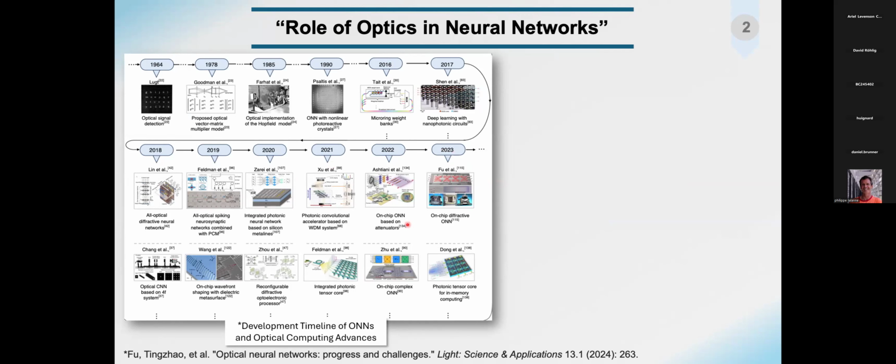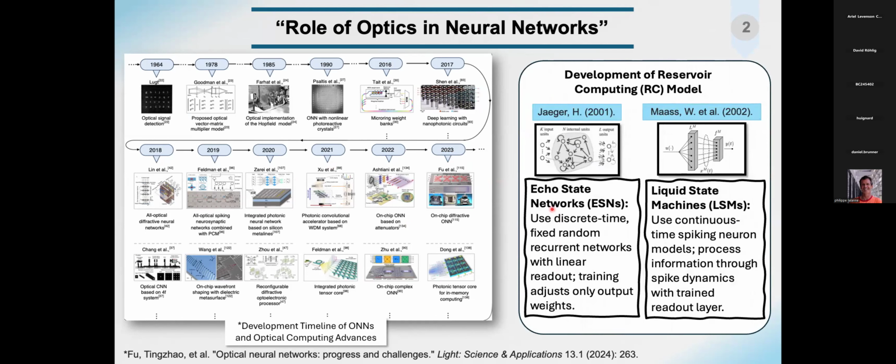Now, to build on this development timeline of optical neural networks, I would like to introduce a pivotal framework that truly bridges computation and photonics: reservoir computing. Emerging in the early 2000s, it was pioneered by Herbert Jaeger with his echo state networks in 2001 and independently by Wolfgang Maass and his colleagues through liquid state machines in 2002.